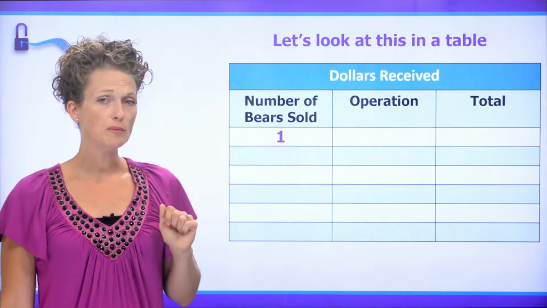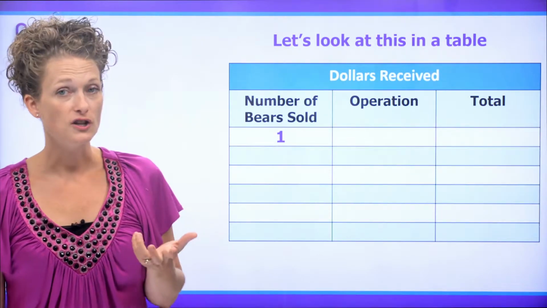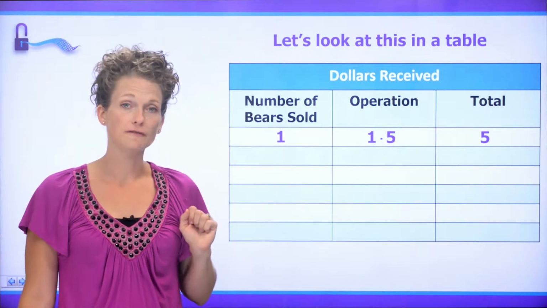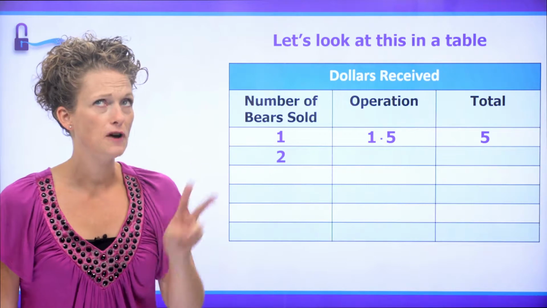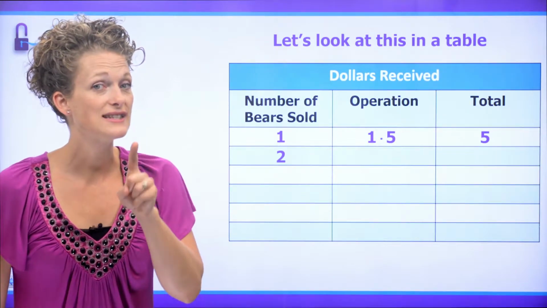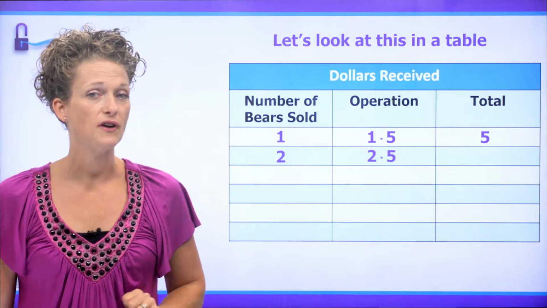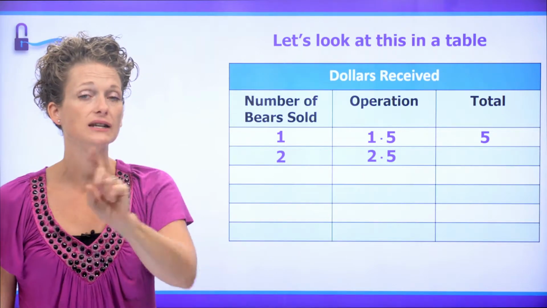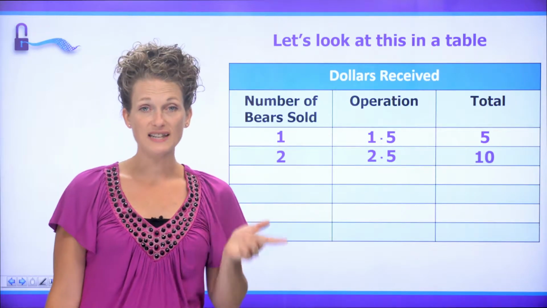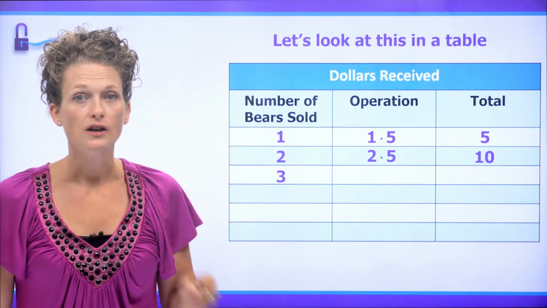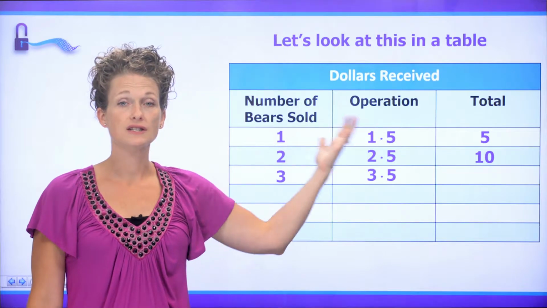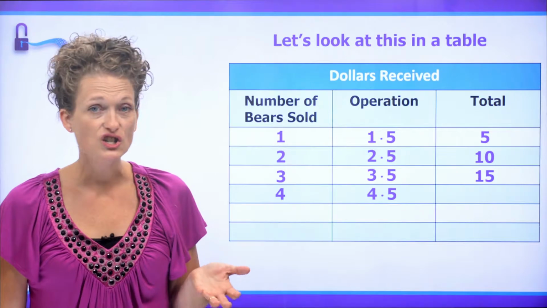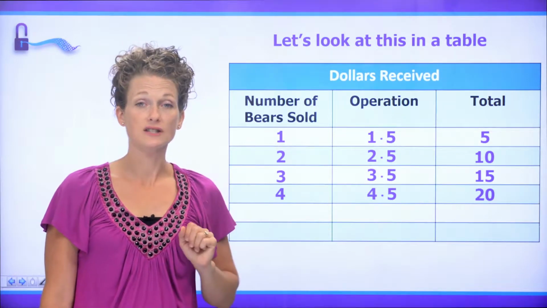So if we sell one bear, we know that that's going to be $5. So 1 times 5 is going to give us a total amount of 5. Well, if we sell 2 bears, we're going to have 5 plus 5, which is the same as 2 times 5, because remember, multiplication is the same as repeated addition. And 2 times 5 we know is 10. Same thing with 3. 3 times 5 is going to give us 15. 4, we're going to do the same operation, 4 times 5, and that's going to give us 20.